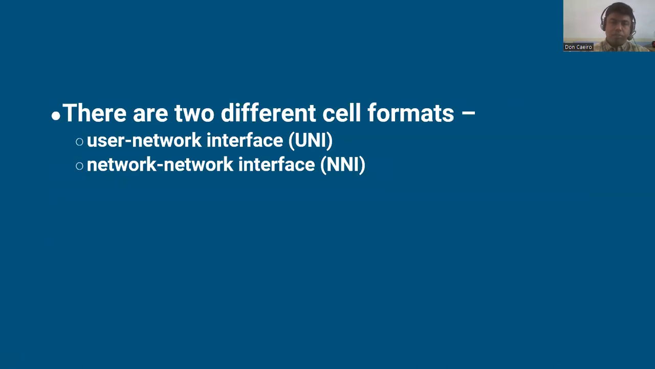In this asynchronous transfer mode, there are two different types of cell formats. One is the user network interface, and the other is the network interface.